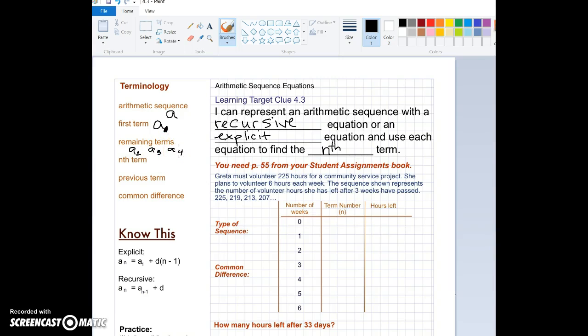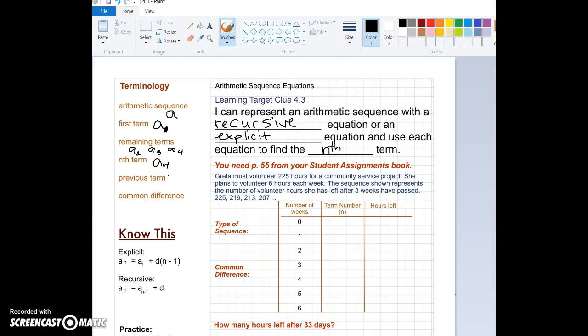All right? And if we have an unknown term, a term that we are going to try to find, maybe it's the 100th term or the 10th term or the 16th term, we call it the nth term, so A sub n. All right? Often when we're figuring out a term, we have to know what the previous term was. We know what one term is, and then we can find the next term.